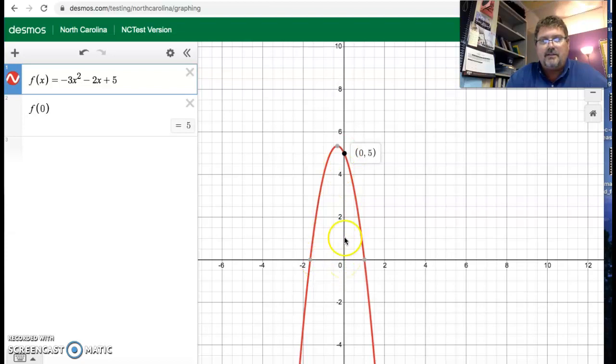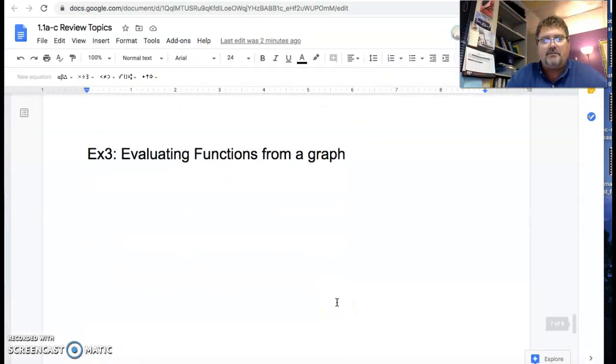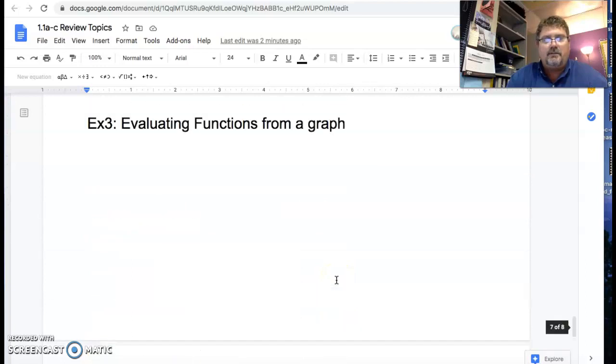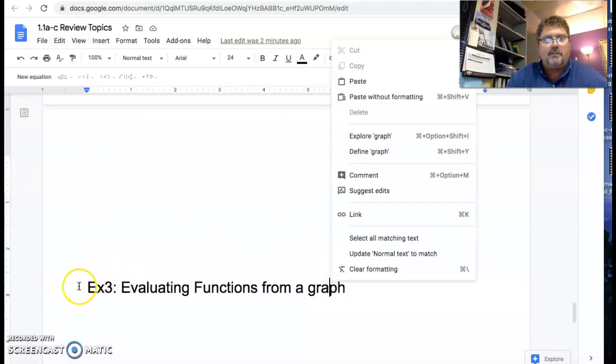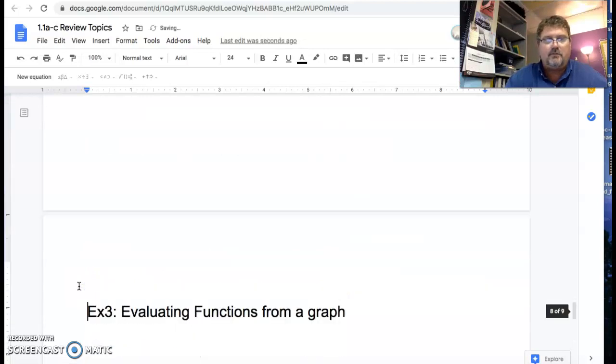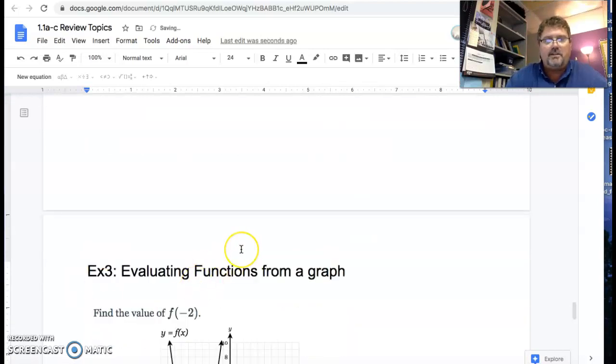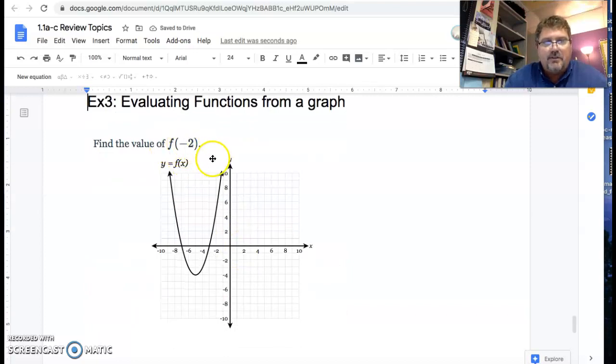So find it on the x-axis, go up to where it hits the curve. And that's what this example down here does. Look at that, I need to fix that. Let me just put that all the way down there. All right. Evaluating functions from a graph. So f of -2. Looking at this graph right here, we go to x is -2, and we go up till we hit the graph. And honestly, it looks like that is at 5 to me. So f of negative 2 equals 5. And that's how you would do that one.